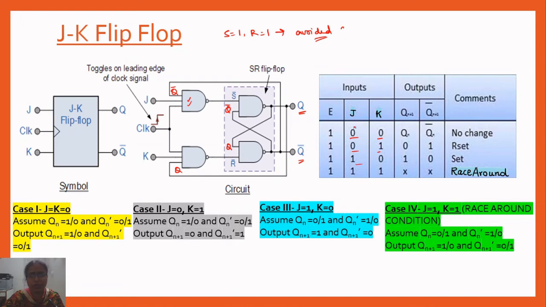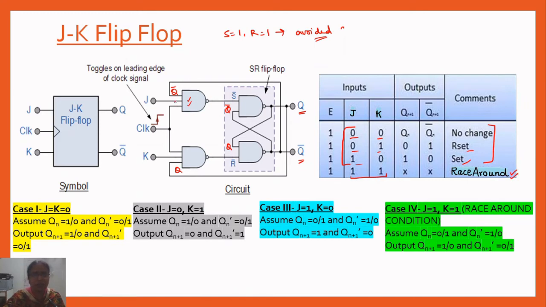So you can see the cases J is 0, K is 0; J is 0, K is 1; J is 1, K is 0. The first three cases are similar to the SR flip-flop, that is, there is no change when J and K are both 0. When J is 0, the flip-flop is reset. When J is 1, the flip-flop is set. But what happens if J is equal to 1 and K is equal to 1? Here, in spite of this modification, we get a race around condition.